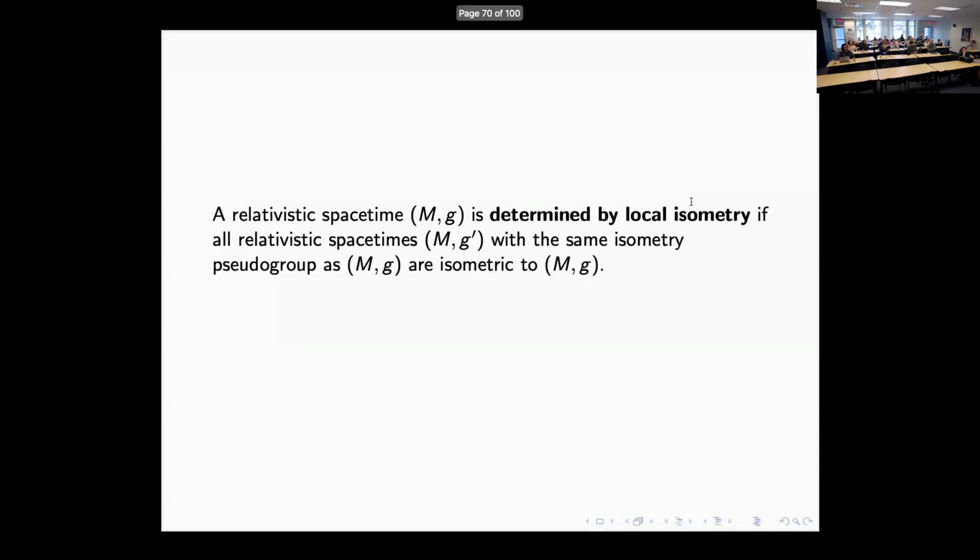Let me say one more thing on this definition. Intuitively, the more symmetries a spacetime admits, the better its shot at being determined by local isometry. Heraclitus spacetimes admit none, so the symmetries aren't telling you all that much about the structure of the spacetime. Determined by local isometry is a condition saying that the spacetime has a lot of isometry. It has a lot of symmetry.